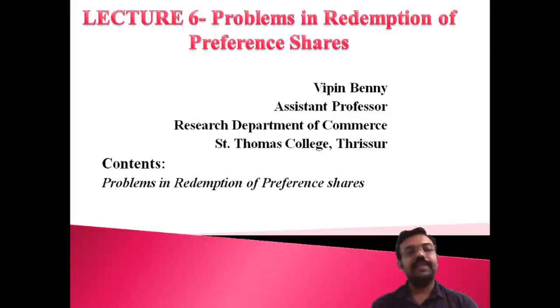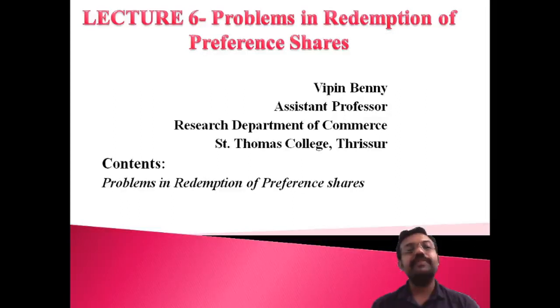In the first lecture we discussed the methods, the second lecture was the redemption out of profit, and in the third lecture we discussed a combination of the first and second methods. In the fourth lecture we discussed the formulas regarding the redemption of preference shares, and the fifth lecture was regarding the problems. In this sixth lecture we are again discussing the different patterns of problems in the redemption of preference shares.